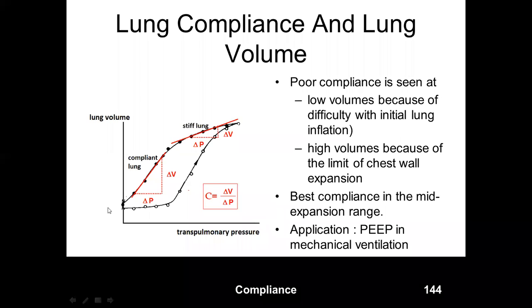Then you can find the gradient, the slope. The slope is going to be the change in volume divided by the change in pressure. That change in volume by the change in pressure represents the compliance. So the bigger the slope, the bigger the lung compliance.